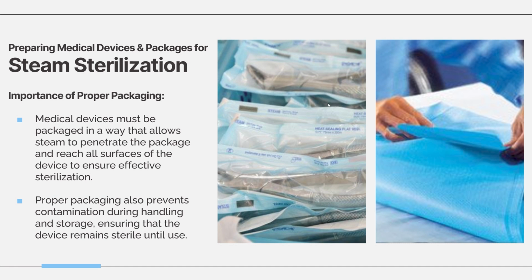So preparing medical devices and packages for steam sterilization is essential. You have to make sure that the steam reaches all parts of the device to ensure complete sterilization, even through packaging, such as the disposable wrappers and pill pouches, because this packaging also protects the device from contamination during handling and storage, keeping it sterile until use. If packaging blocks steam or is not sealed properly, sterilization can fail.